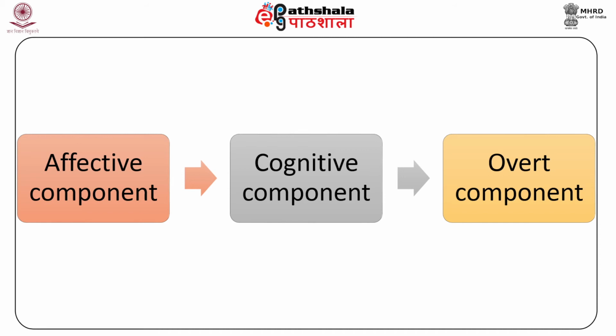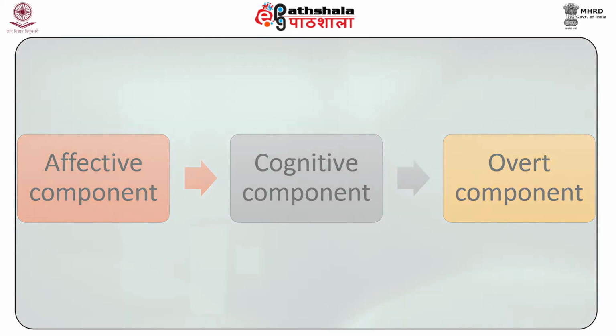The second being cognitive component. The cognitive component of an individual's attitude is his beliefs about an object. Examples are good, bad, desirable, undesirable, etc. The third being overt component. The overt component of an individual's attitude is his intention to behave towards a particular object. Both affective, that is feelings, and cognitive, that is beliefs, components affect the overt component of an individual. If a person has a negative feeling and belief about something, then he is most likely to behave negatively towards that object.